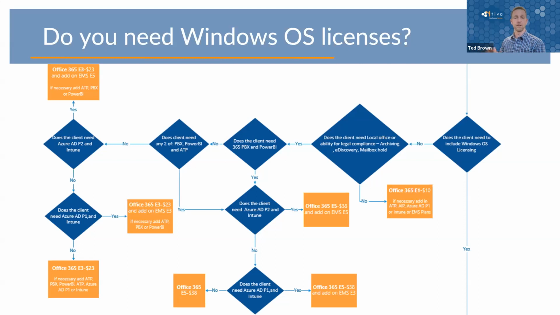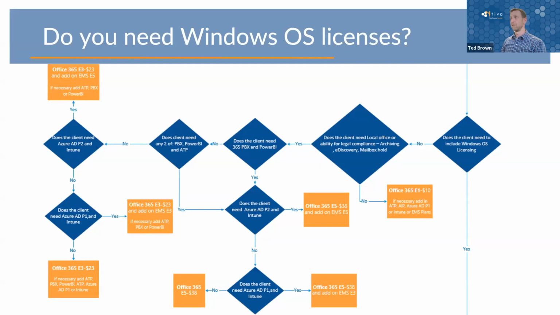But if you don't need to have Windows licensing, then you can slide into more of the Office 365 products. Now, I'm going to jump in. We'll just go ahead and say you don't need Windows licensing. Hey, does your client need to have a local office or the ability to have legal compliance such as archiving, e-discovery, mailbox hold? Similar question I asked above.